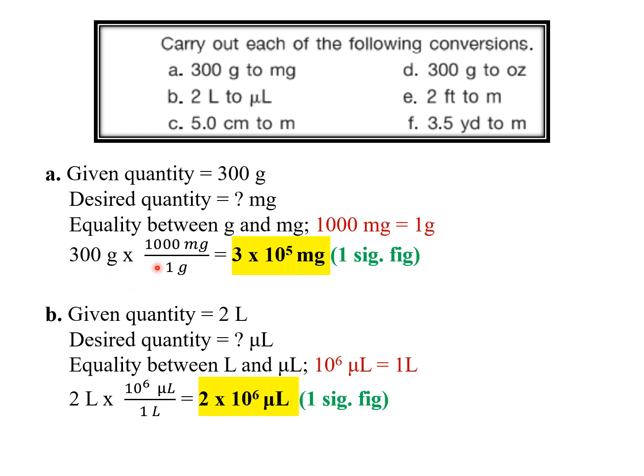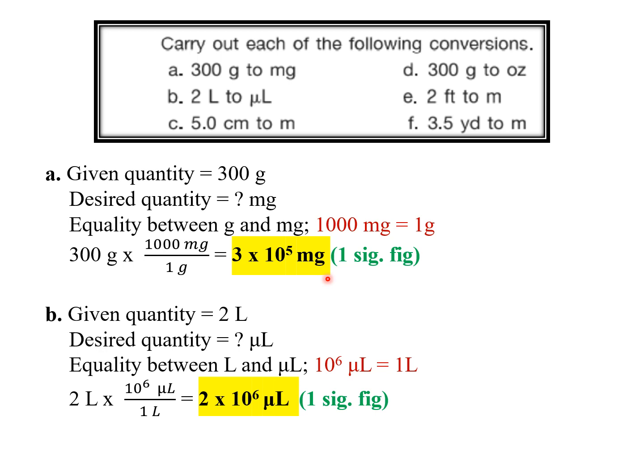So this equation is 300 and this is our conversion factor. 300 multiplied by 1000 milligrams divided by 1 gram: grams and grams cancel, and the answer is in milligrams. It is 3 times 10 to the power 5 milligrams.